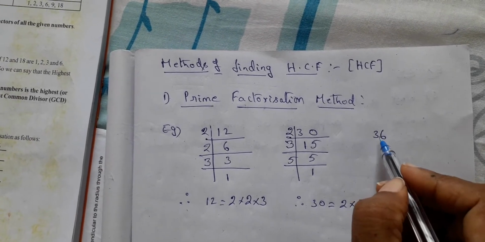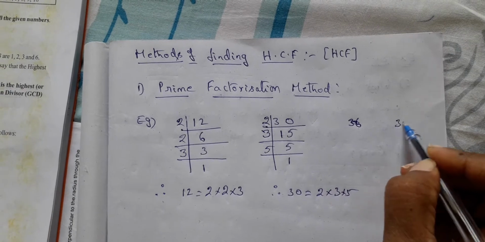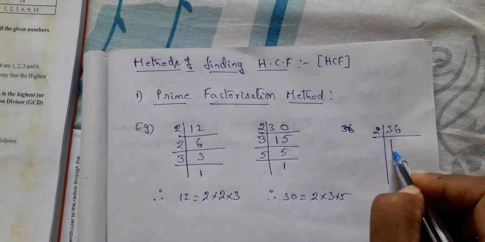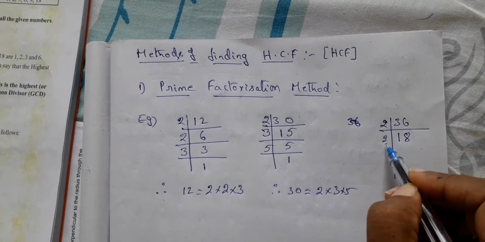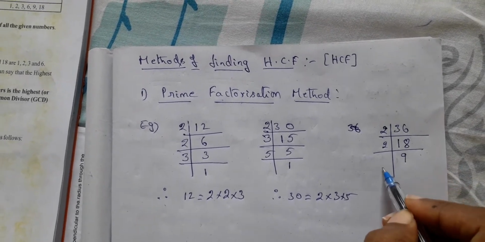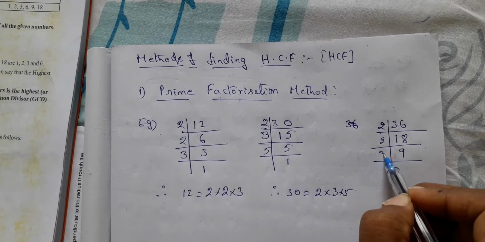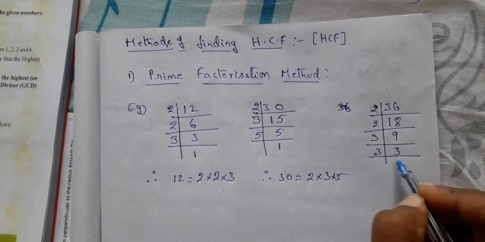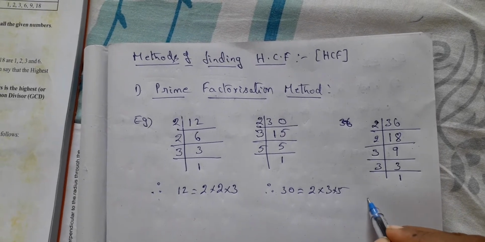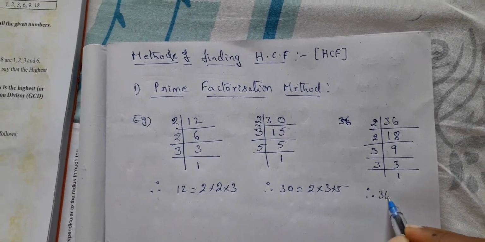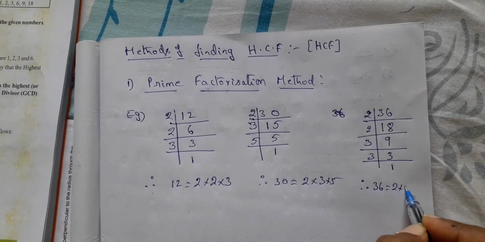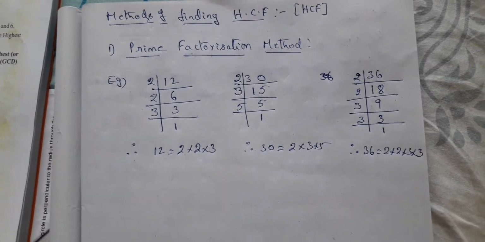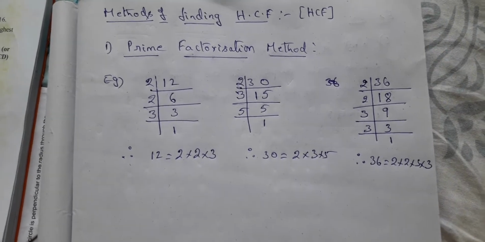Right. So now let us do it for 36. We don't have space here, so let me shift here. So 36. 2 eighteens are 36. Then 2 nines are 18. The 2 table won't go. Then we go with the next prime number. 3 threes are 9. 3 ones are 3. So therefore, how are we going to write 36? 36 is equal to 2 into 2 into 3 into 3. So we have prime factorized it, right?